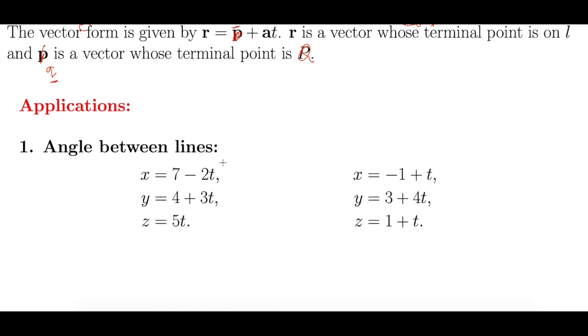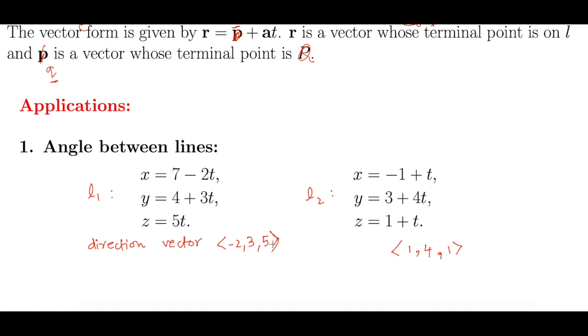So first of all, we want to find the angle between two lines. This is my line 1 and this is my line 2. What is the direction vector of this one? The direction vector is -2, 3 and 5, and similarly the direction vector of this one is 1, 4 and 1.